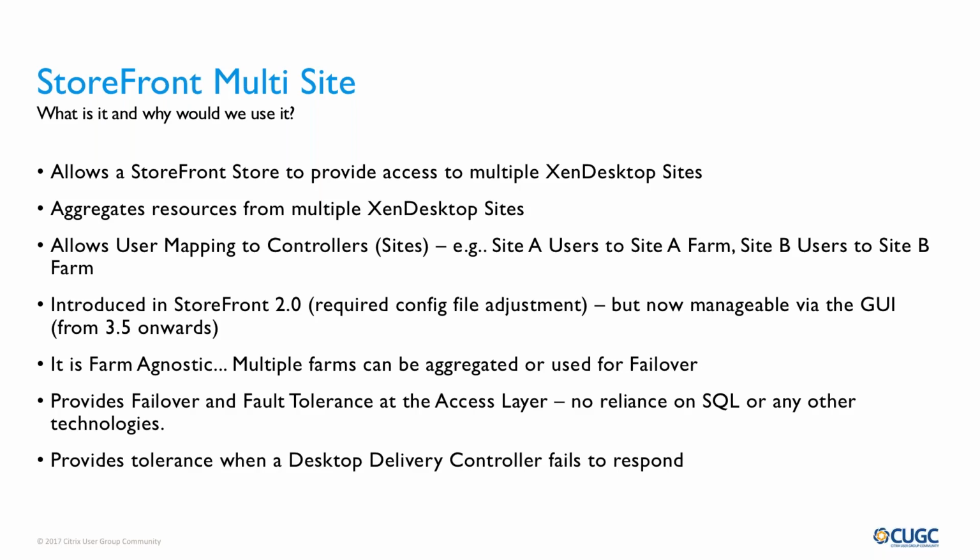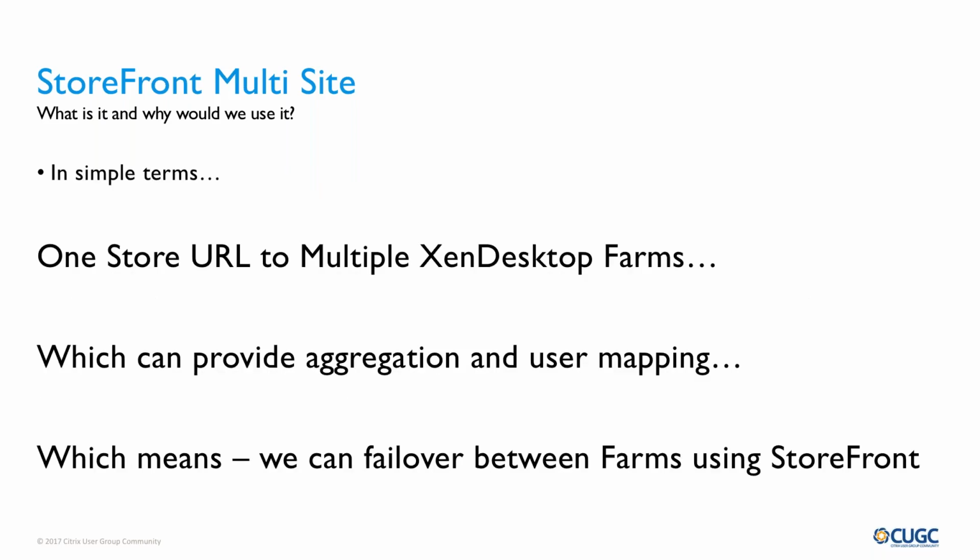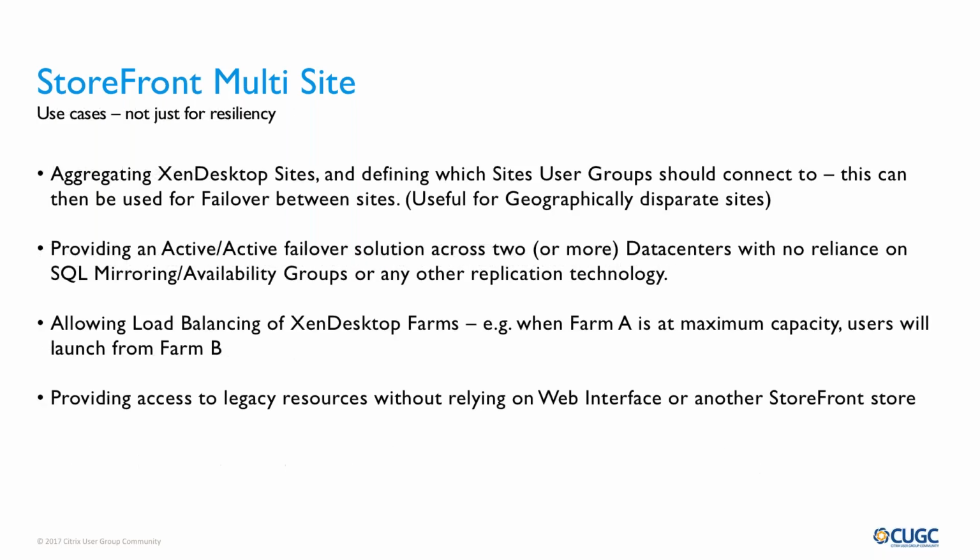The key point is it provides the tolerance when a desktop delivery controller fails to respond. So just to summarize, in simple terms, we can have one URL to access multiple XenDesktop farms. With that being said, we can provide aggregation and user mapping, and that therefore means we can fail over between farms using StoreFront as the point of failover. So just to go over some of those use cases again, it's not just for resiliency. I'd be selling myself short if I said that's all it was good for. So aggregating sites and defining which sites user groups should connect to.